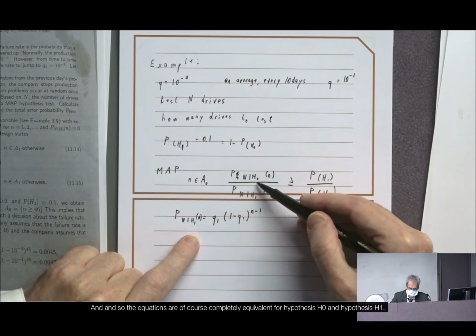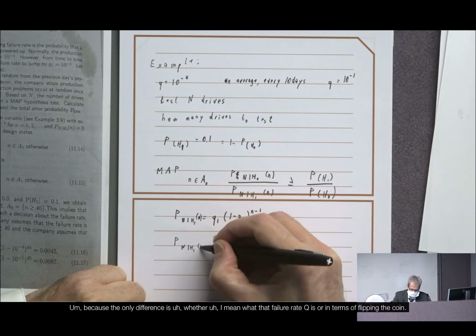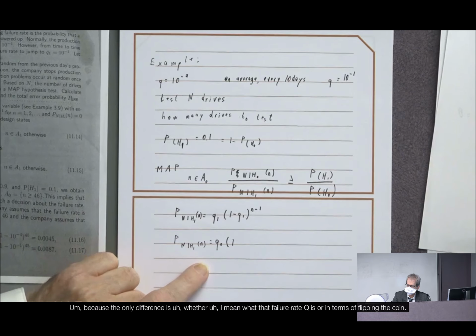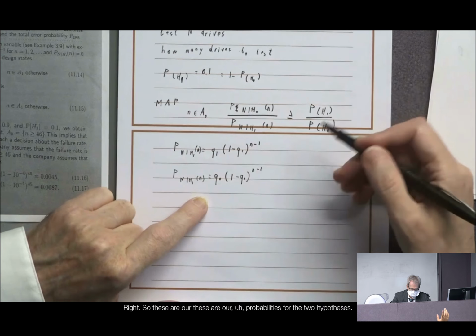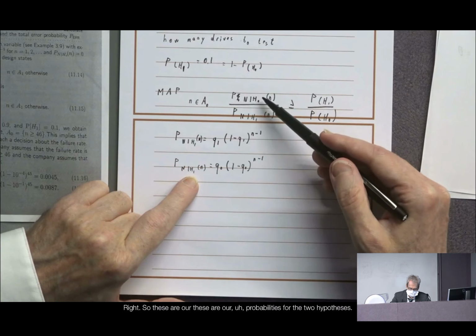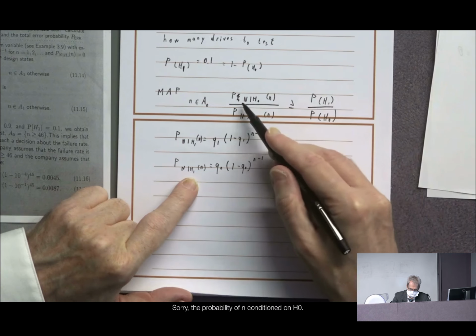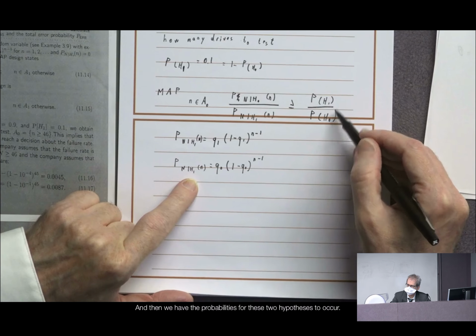And so the equations are, of course, completely equivalent for hypothesis H0 and hypothesis H1, because the only difference is what that failure rate Q is, or in terms of flipping the coin, right, what's the probability of heads coming up in this case here. And so these are our probabilities for the two hypotheses. And we have furthermore the probability of n conditioned on H0, and then we have the probabilities for these two hypotheses to occur. These are the a priori probabilities.